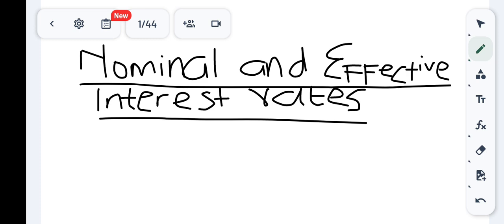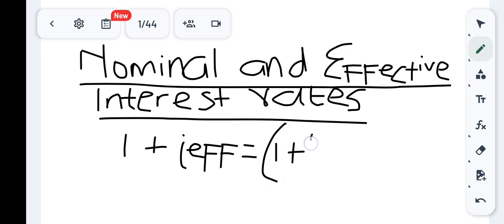Okay, and then to calculate nominal and effective interest rate, we use the formula which says 1 plus I effective is equal to 1 plus I nominal interest rate divided by M, to the exponent M. This is the formula that we are going to use when we are calculating nominal and effective interest rates. And unfortunately, this formula is not in your data sheet, so you need to know this formula by heart.